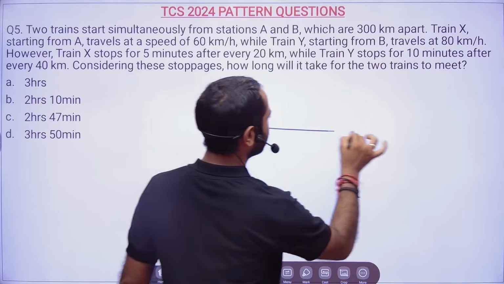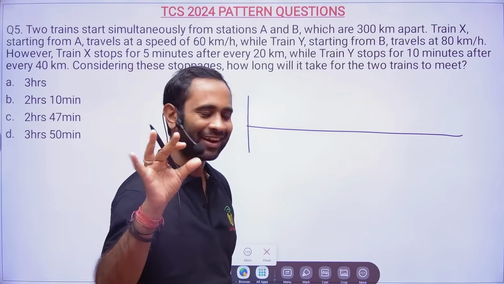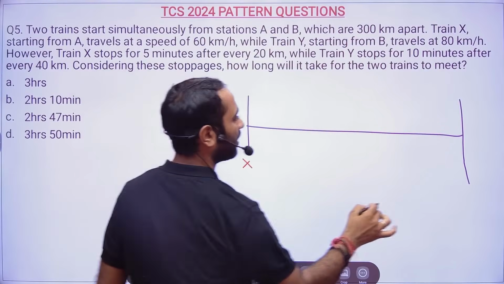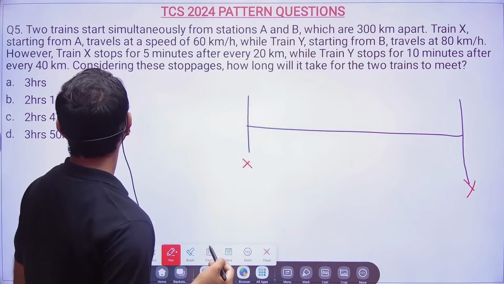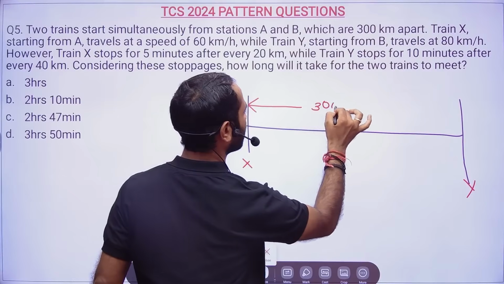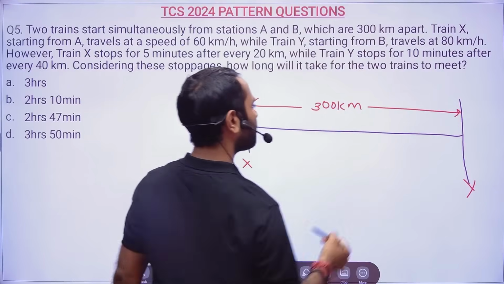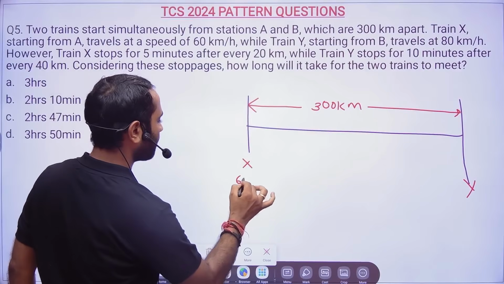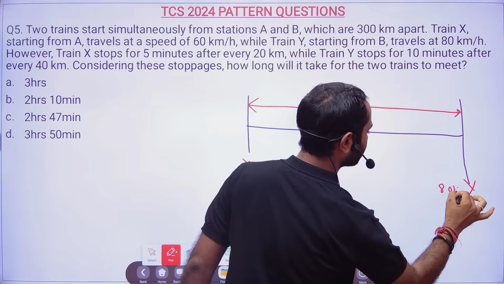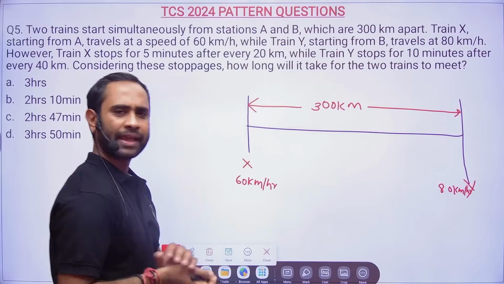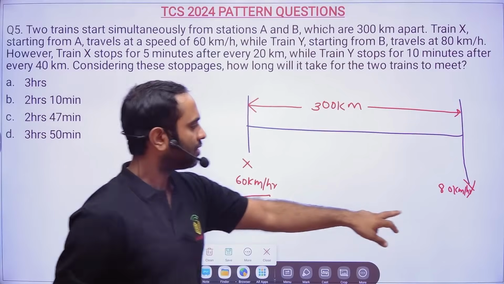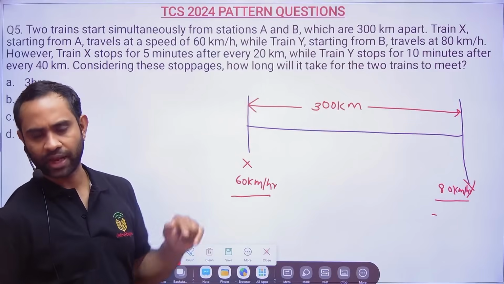Now this is my train X. And this is my train Y. Then they are telling, bhaiya, the total distance is 300 kilometers. Now this train's speed is 60 kilometers per hour, and this train's speed is 80 kilometers per hour. So friends, can I say that this train will cover 60 kilometers in 1 hour and that one 80 kilometers in 1 hour, right?